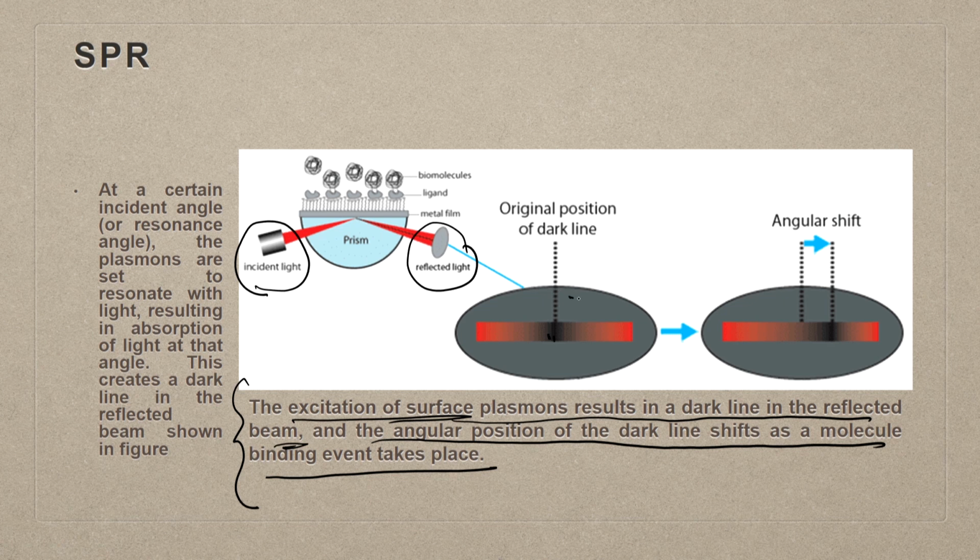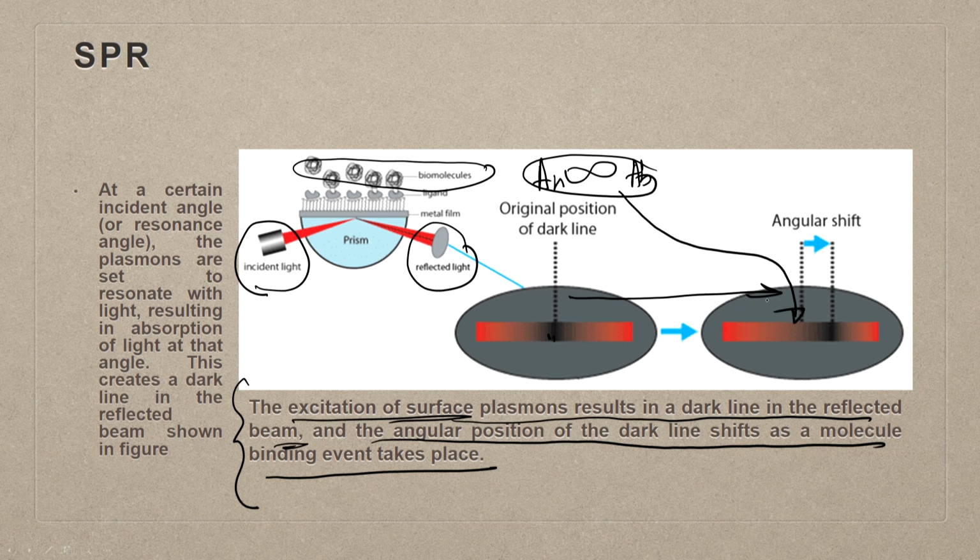Now, this position shifts when there is a binding of these biomolecules. In other words, antigen represented by AN interacts with antibody AB. This interaction leads to an angular shift in the SPR at a certain incident angle, or resonance angle. This is the resonance angle. The plasmons are set to resonate with the light, resulting in absorption of light at that angle. This creates a dark line in the reflected beam shown in the figure.